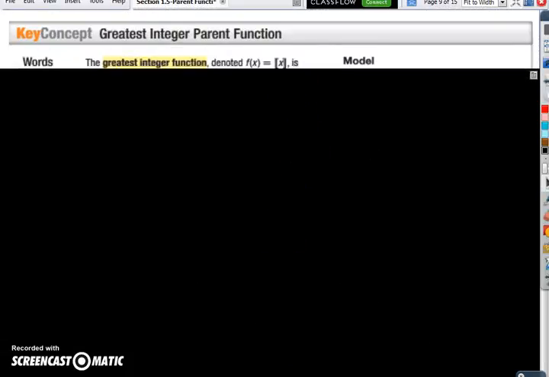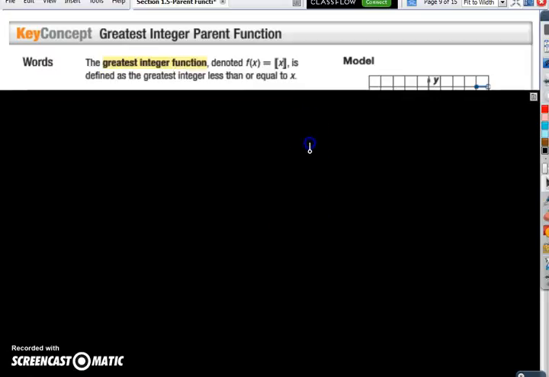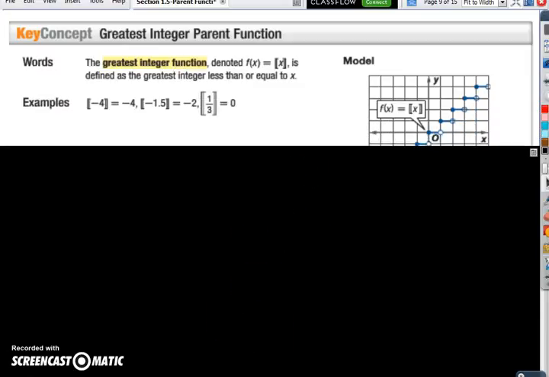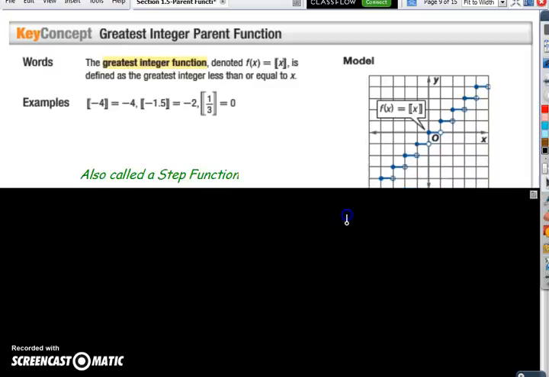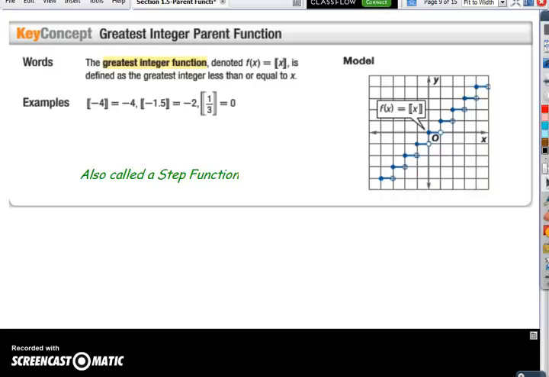Now, the next function is probably something you haven't seen before. It's called the greatest integer parent function. It's denoted with double brackets around it. So it looks like this. It's also called a step function. Why do we call it a step function? Because we are literally going to be stepping up every time. So the greatest integer is just saying that, hey, I want to find the next biggest integer. So we move up. So here the biggest integer is like 2.